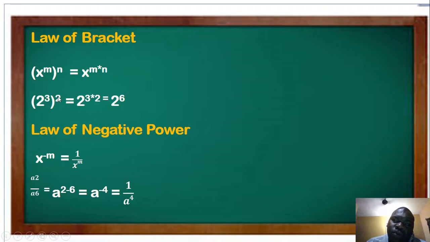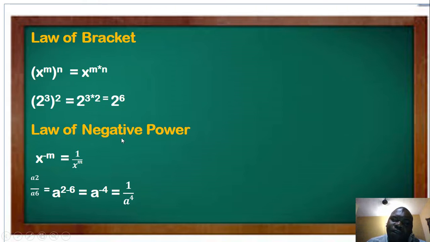2 raised to power 3 times 2 is equal to 2 raised to power 6. So 2 raised to power 3, squared, is equal to 2 raised to power 3 times 2, which is equal to 2 raised to power 6. We also have the law of negative power.